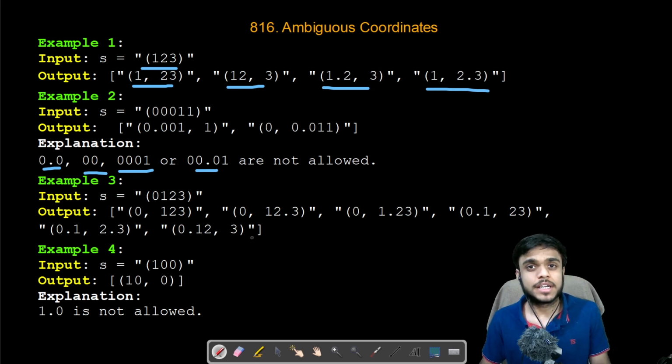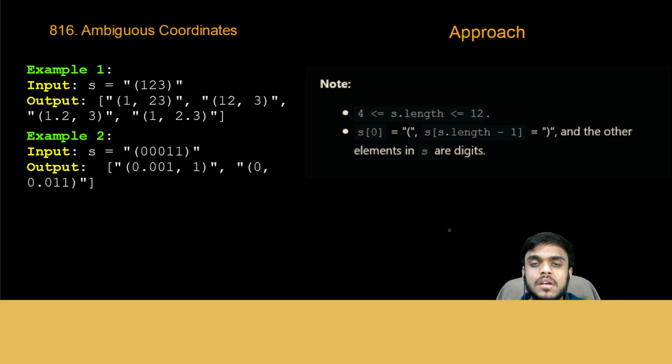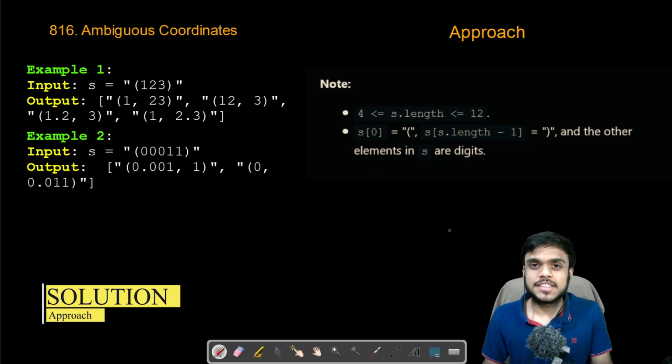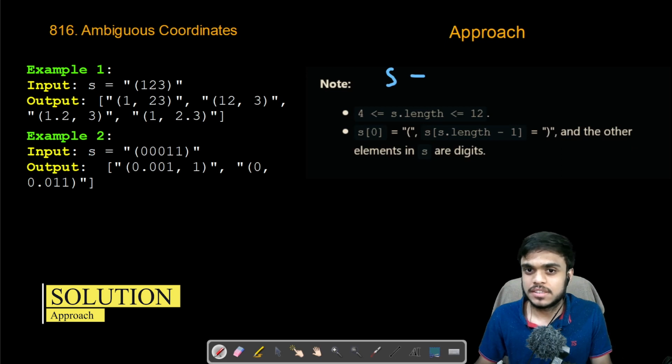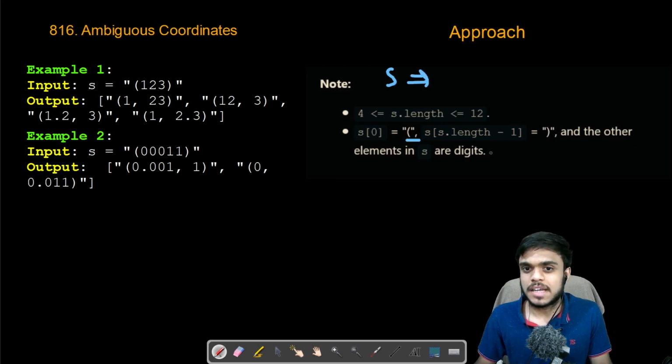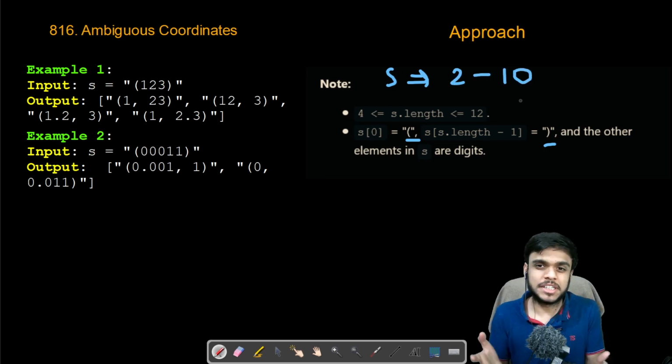Now let us look at how we can approach the solution of the problem. To understand it, let us start with thinking about what we are given. We are given the length of the string s. If you do not consider the parentheses, then the length of the string is from 2 to 10, which is very small, and from this it is very clear that the brute force solution is accepted.